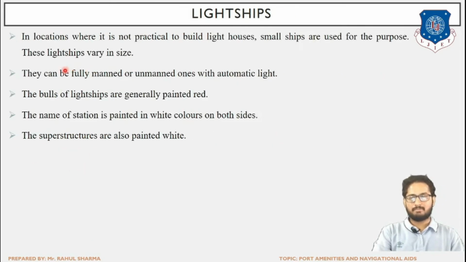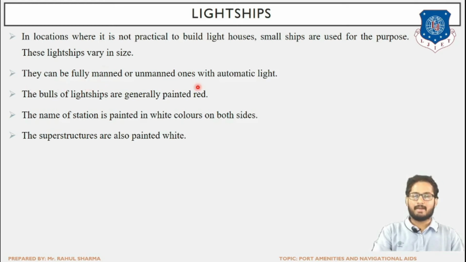Next are the light ship. In location where it is not practical to build lighthouses, small ships are used for the purpose. These light ships may vary in size. So basically, where it is not practical to build the lighthouse, that is the bearing capacity is not available, or if non-critical works are being carried out in the harbour, then there is not much possibility of construction of lighthouse. So in that case, the light ships are built, which might be of varying sizes.